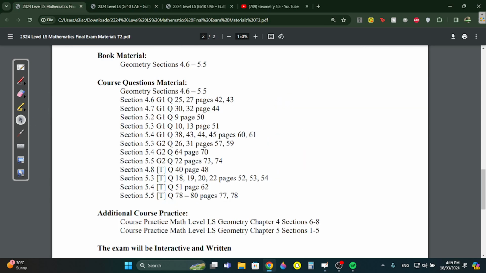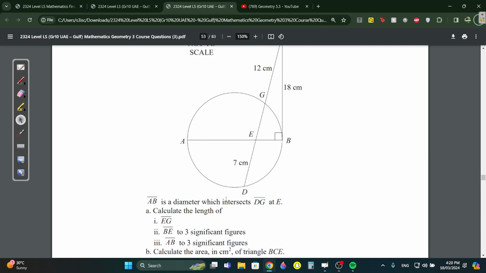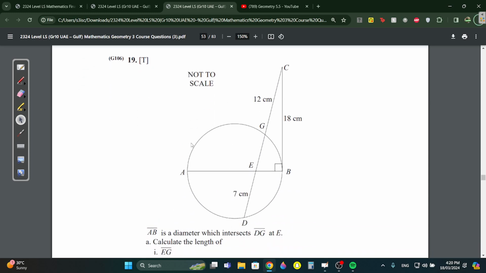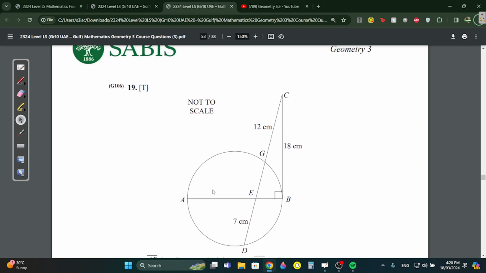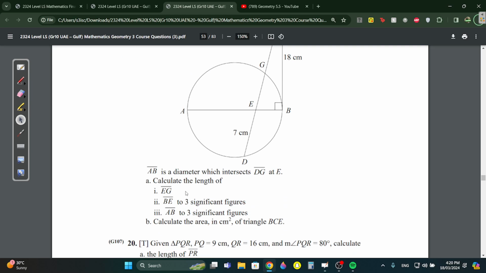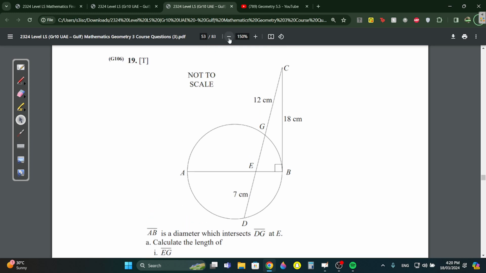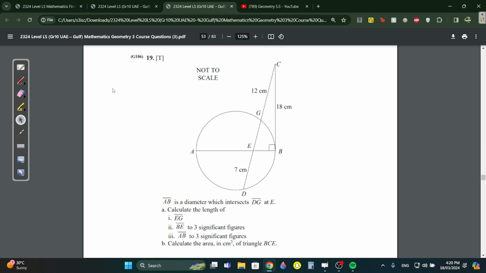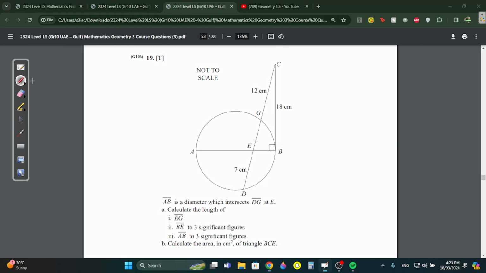Okay, question 19. What's this? AB is the diameter which intersects DG at E. Calculate the length of EG, BE and AB. Yes, it should be solvable. After looking at the solution, this question is really easy.